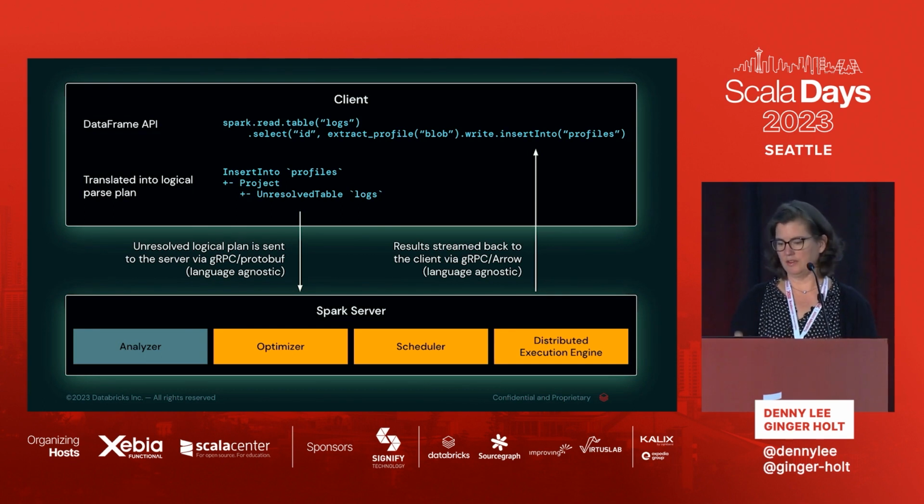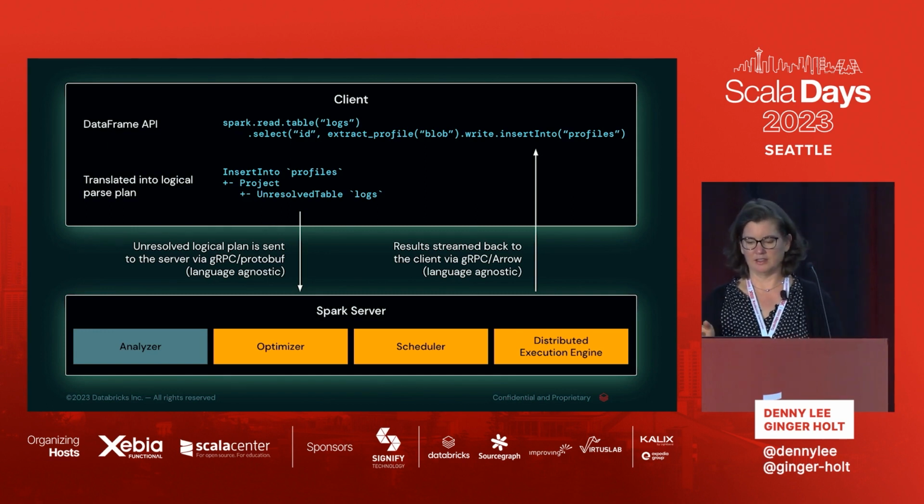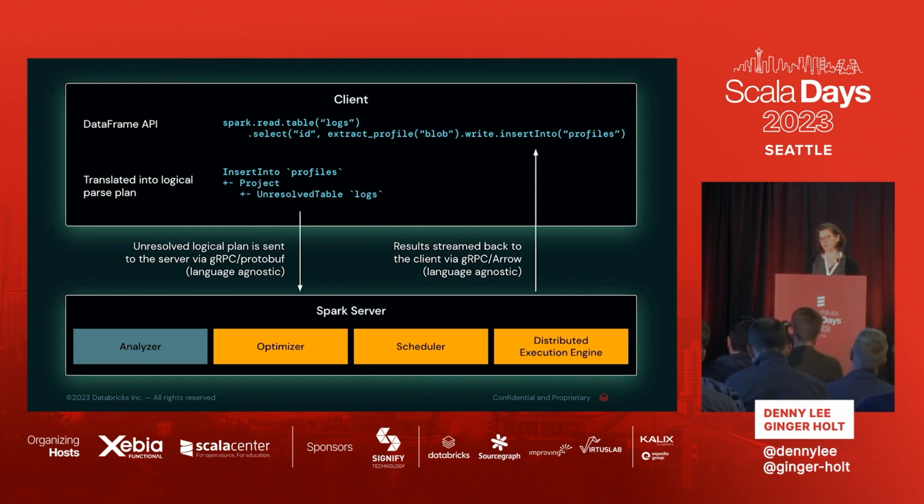If you look at this snippet here, in Spark we're reading a table, selecting, extracting, and then writing. That's translated into a logical parse plan. At that high level, we can then send it out to the server via gRPC or protobuf, and results are streamed back to the client via gRPC or Arrow.